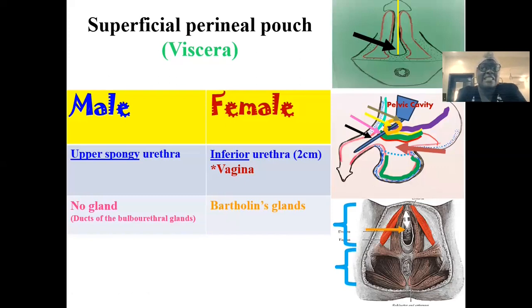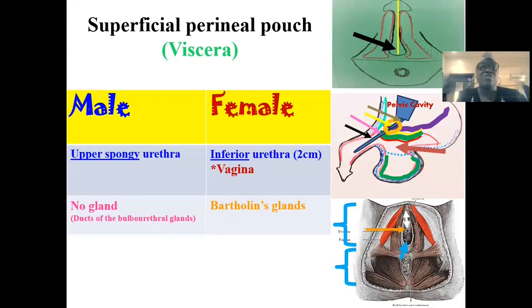And of course, in addition to the viscera that are located within the superficial perineal pouch in female, we also have the opening of the vaginal canal. And this is what is seen to be arrowed here in blue. So posteriorly behind, we have the opening of the vaginal canal in female.